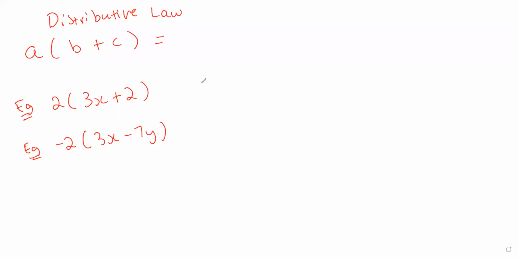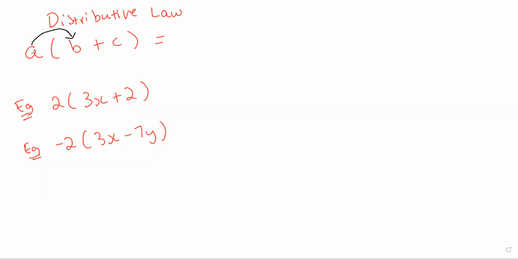So what we are about to do here is something called the distributive law. What is the distributive law? When there is a number or a letter or a coefficient in front of brackets and you apply the distributive law, what you're going to do with this thing in front of the brackets is multiply it by everything inside the brackets.